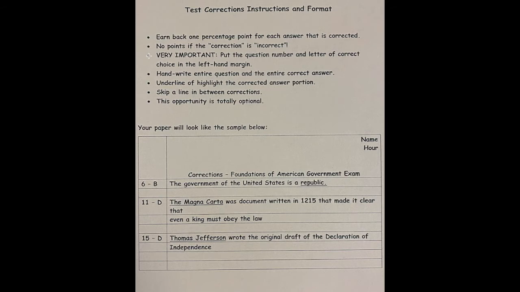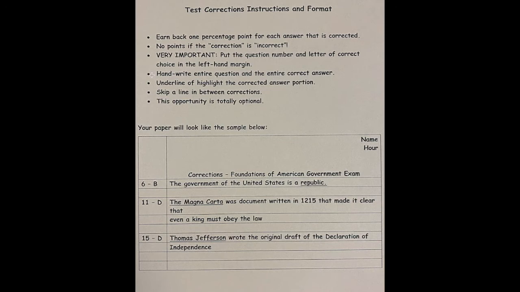Number 3, very important, put the question number and letter of correct choice in the left-hand margin. If you look down here to my little makeshift piece of paper, you'll see the little margin, and right here you're going to put the number of the question that you missed. So this person missed question number 6, and the correct answer apparently was B. So make sure that you do that. Put the question number and letter of correct choice in the left-hand margin.